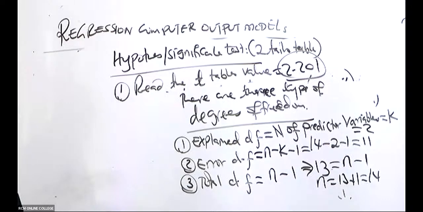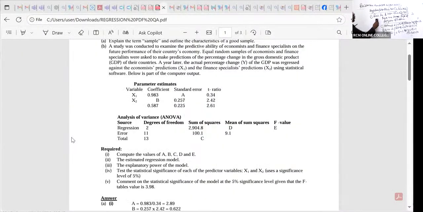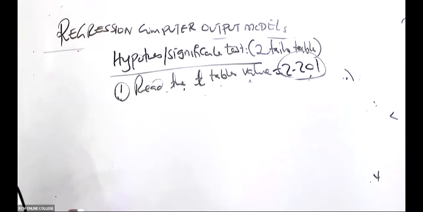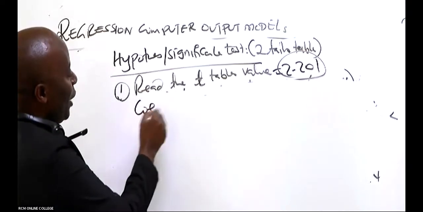So then what you want to do here, my good students, remember, already we have read the T tables value. And we have gotten, in this case here, the T table's value as 2.201. And now this happens to be what we call the hurdle rate. So then you will be able to now go to the coefficient T ratios. Now look for the coefficient T ratios and evaluate them.